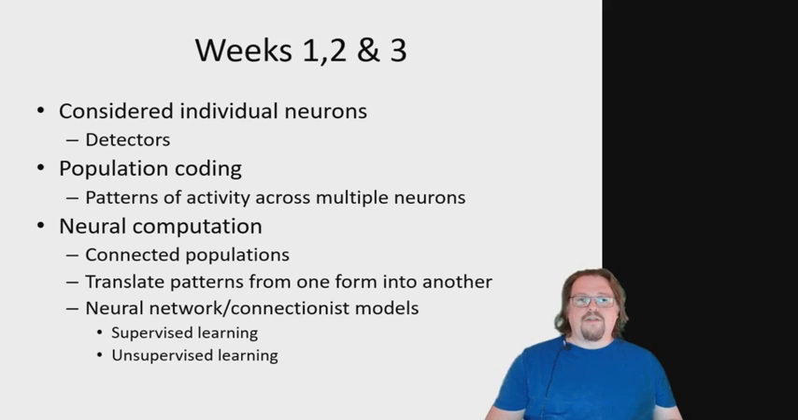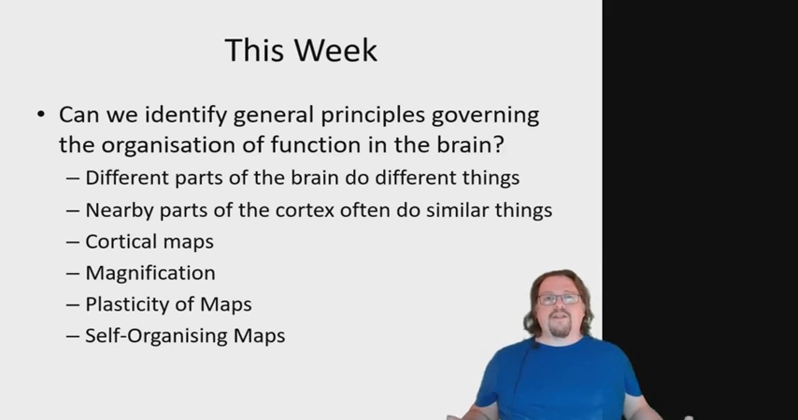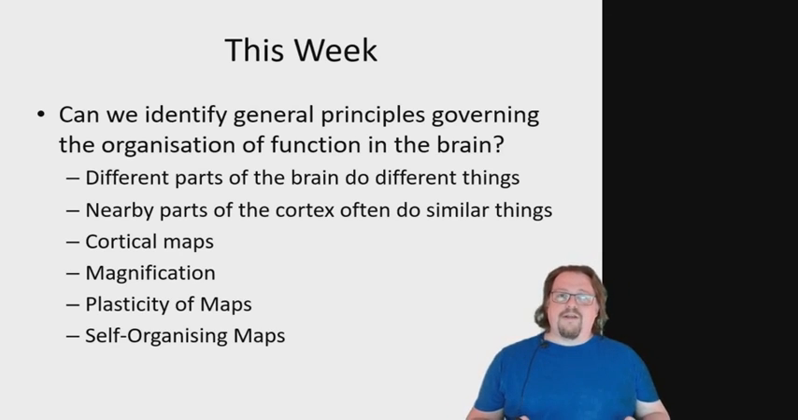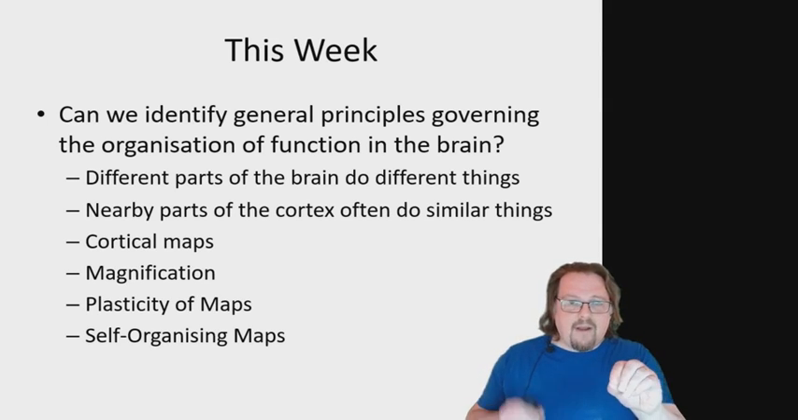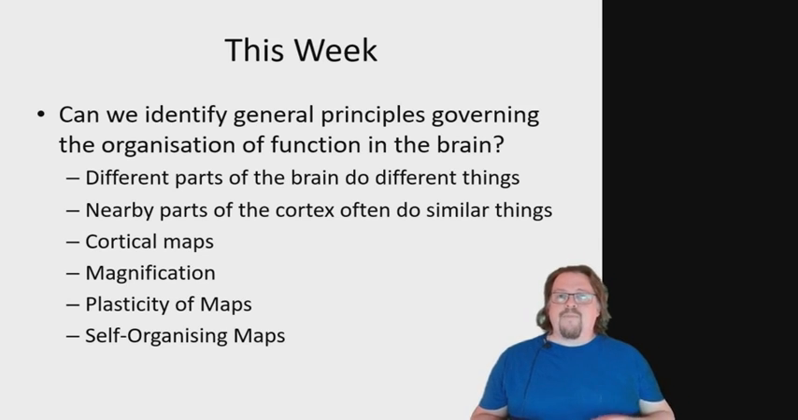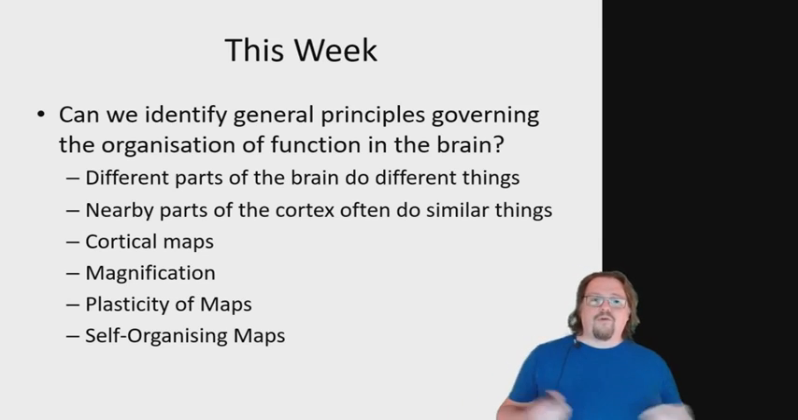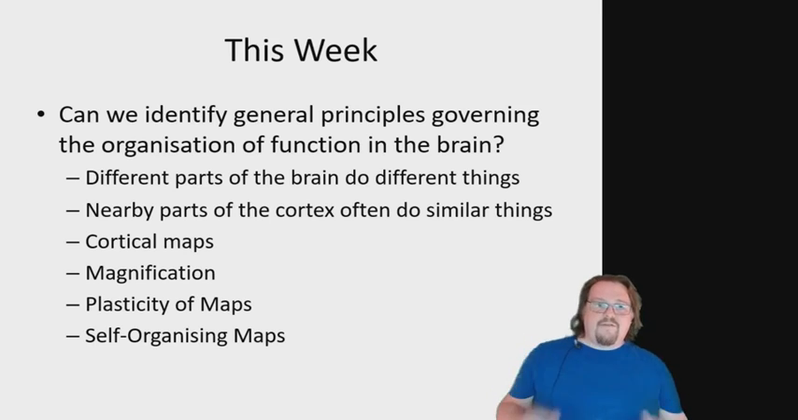So this week we want to see whether we can identify general principles that underpin the organisation of function in the brain. As I say, we know that different parts of the brain do different things, but when we look carefully, we tend to find that nearby parts of the brain, especially the cortex, tend to do similar things. And that leads to the idea of cortical maps, where we see the function of different neurons arranged systematically on the surface of the brain.